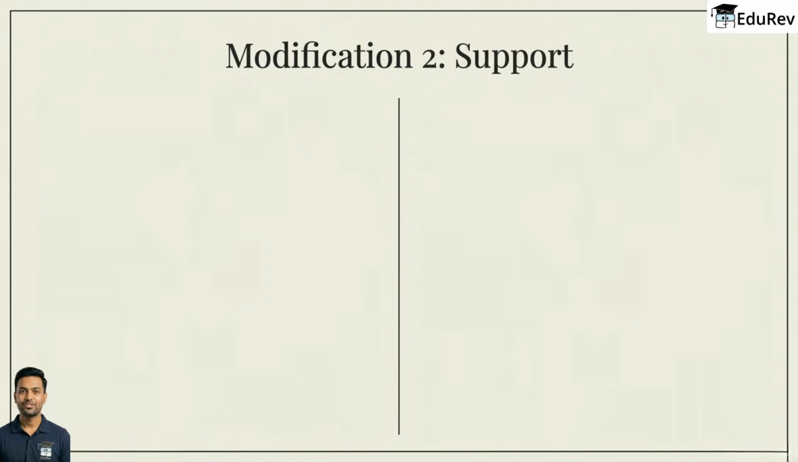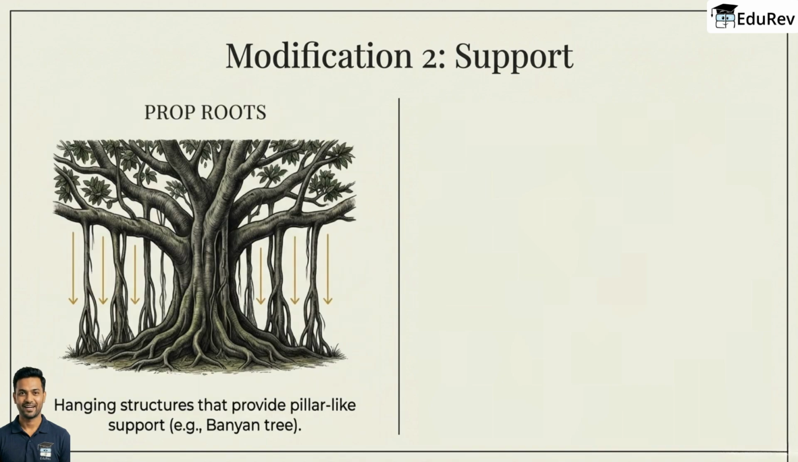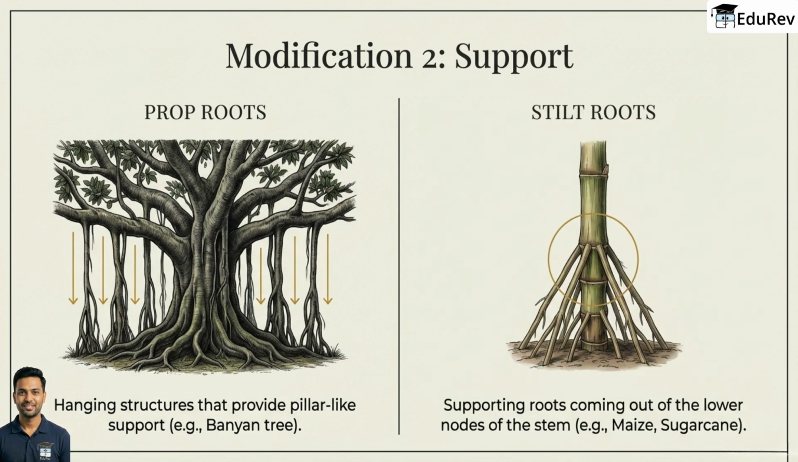Support roots show how plants adapt to mechanical stress. Prop roots arise from branches and descend to the ground, giving pillar-like support in banyan trees. Stilt roots emerge from the lower nodes of the stem and provide stability in plants like maize and sugarcane. It is useful to picture them as two different support strategies. One drops from above, while the other braces from the lower stem. That contrast makes the examples easier to retain and recall under pressure.